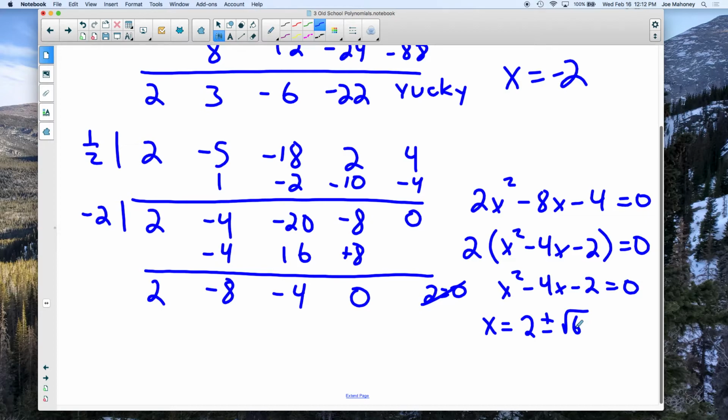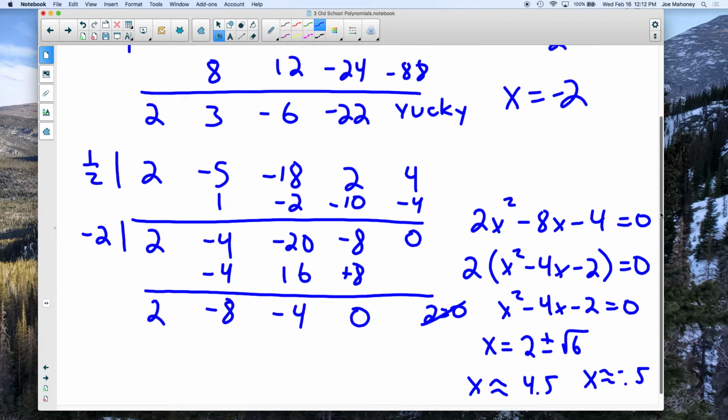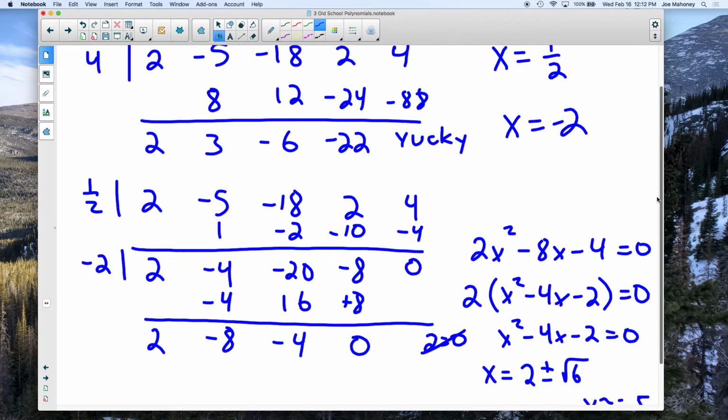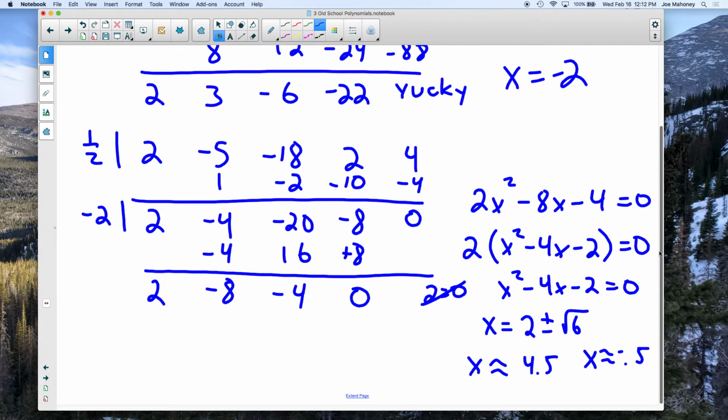All right, the square root of 6 is probably right around like 2.5. So if I think of some of these numbers, maybe it's about 4.5. 2 plus 2.5 is 4.5. And then maybe 2 minus 2.5, maybe it's about negative 1/2. Maybe some of those are my answers. So my 4 zeros that I've got are 1/2, negative 2, 4.5, and negative 1/2.